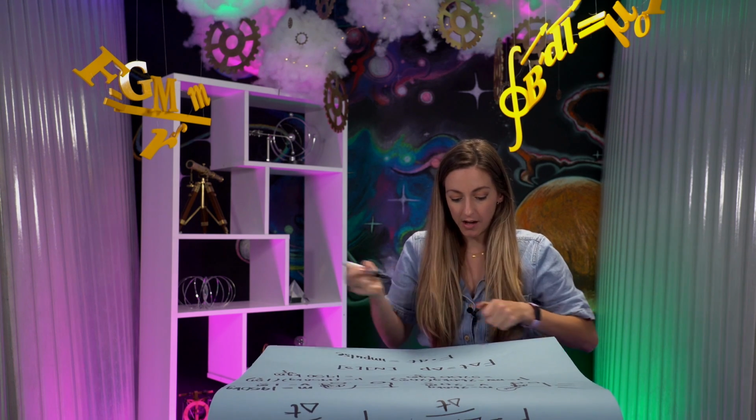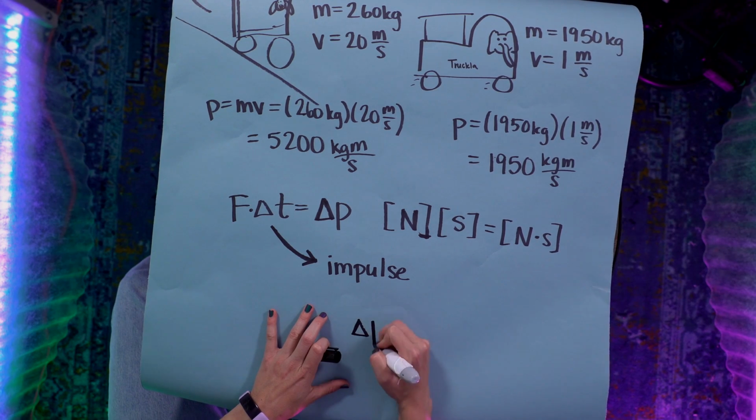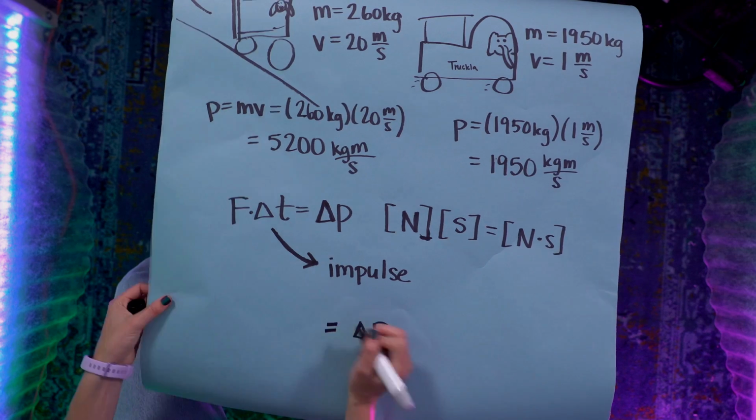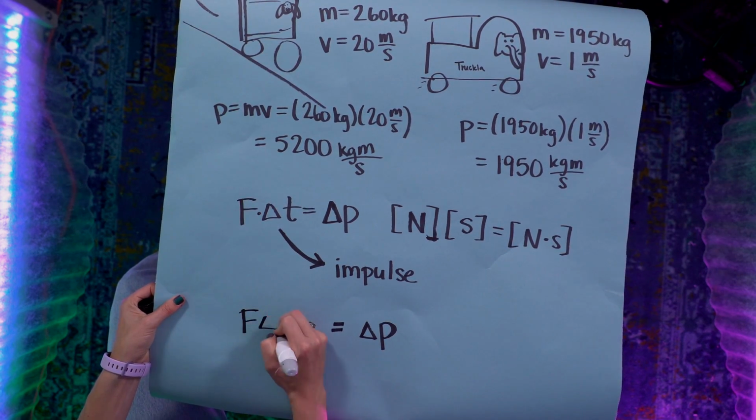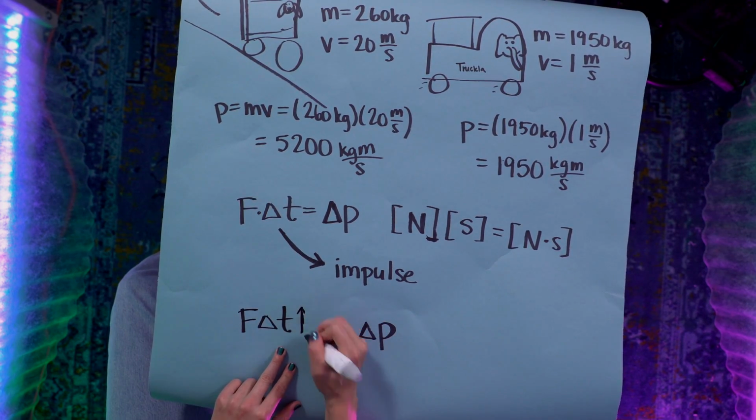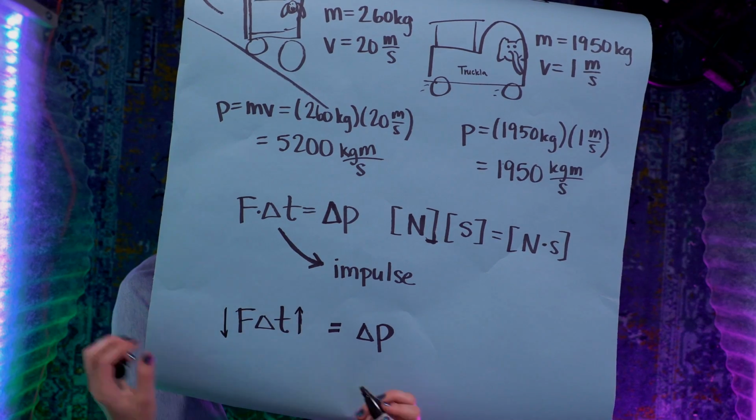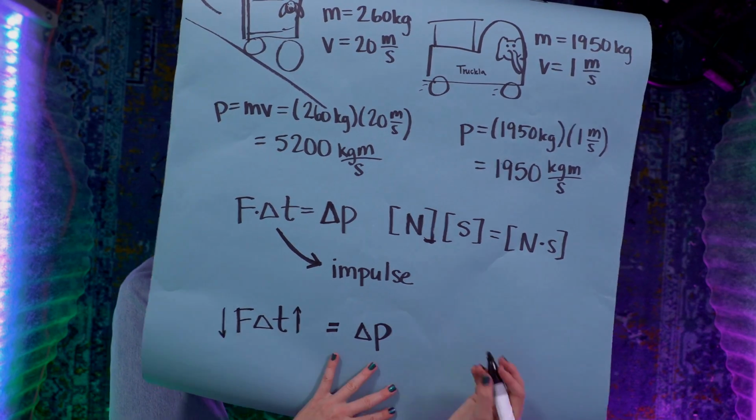Let's take a look at that. So it's the same delta P in both cases. Let's look at the equation. We've got an F delta T. More time, that means the time goes up and the force must go down. So more time means a lower force.